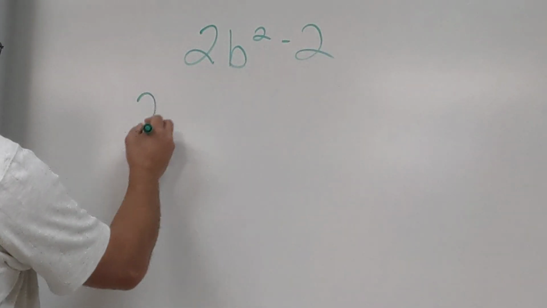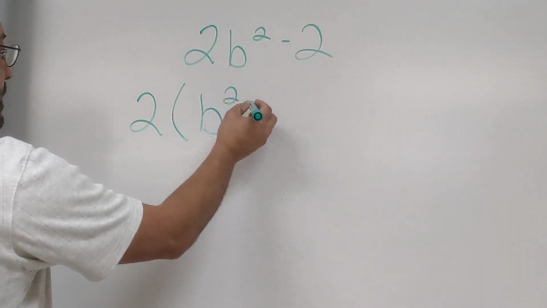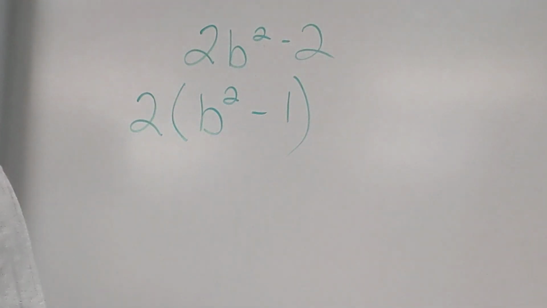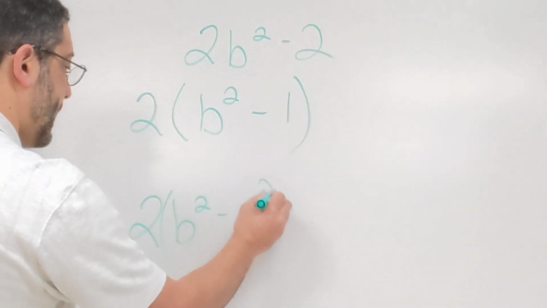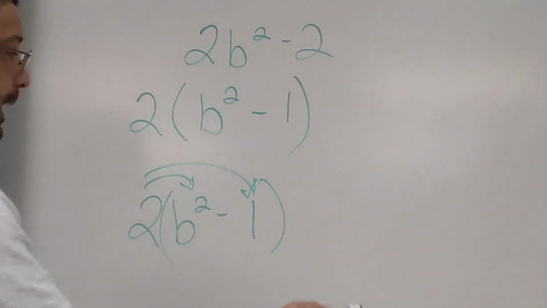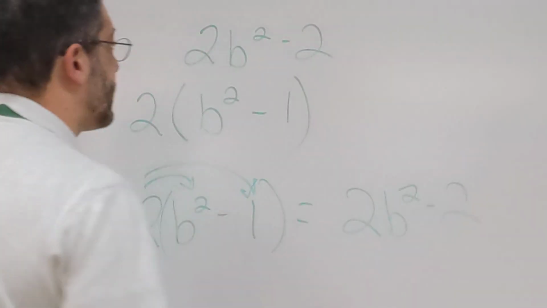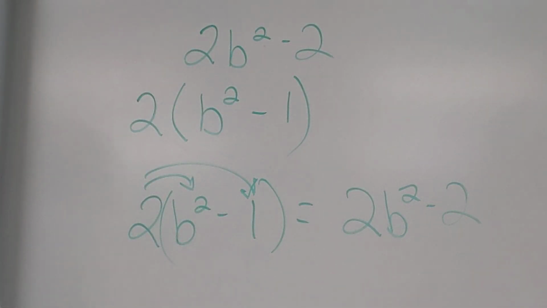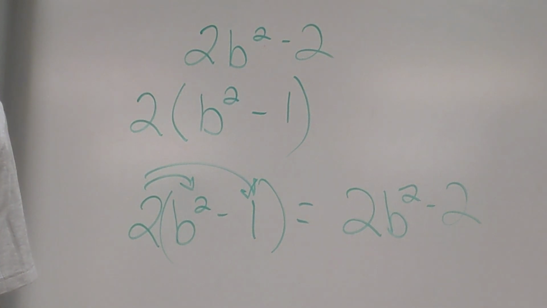So when I factor the 2 out, or do what we call undistribute, that leaves me with 2 times b squared minus 1. Okay? Because like I've shown you before, if I were to redistribute that back, like so, I would end up with 2b squared minus 2, which is the same thing that I started with. So that's what we call the greatest common factor method for factoring a polynomial, okay?